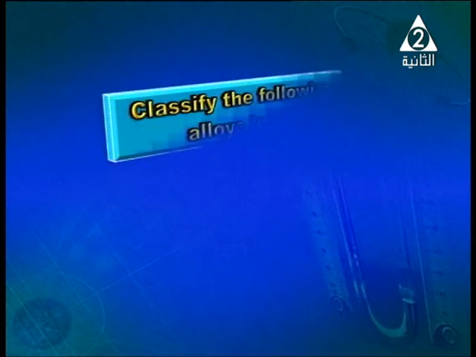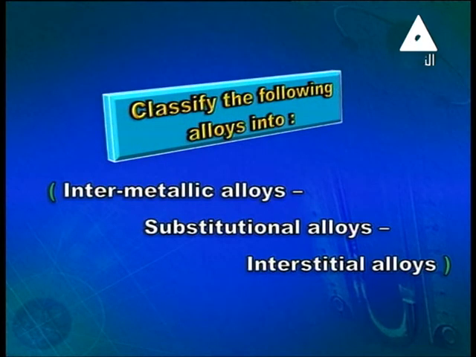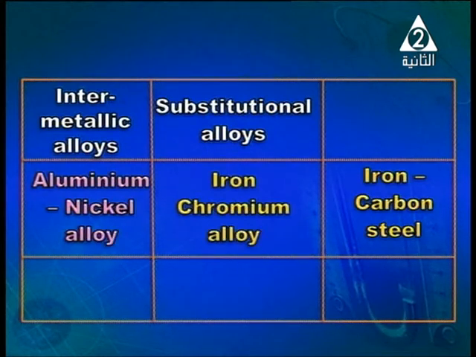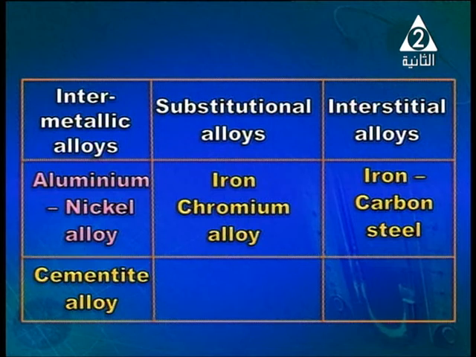Classify the following alloys into intermetallic alloys, substitutional alloys, and interstitial alloys. We have 4 alloys: aluminium nickel alloy, iron carbon steel alloy, cementite alloy, and iron chromium alloy. The intermetallic alloys are aluminium nickel alloy and also the cementite alloy, while iron chromium alloy is a substitutional alloy. The last one, iron carbon steel alloy, is an interstitial alloy.